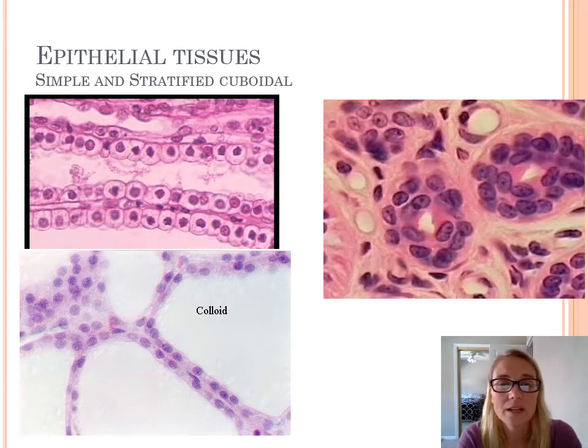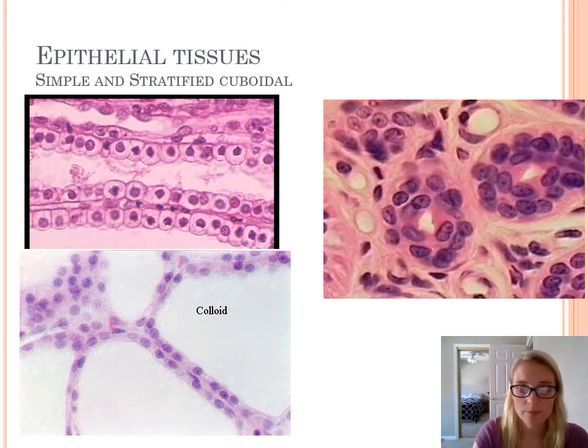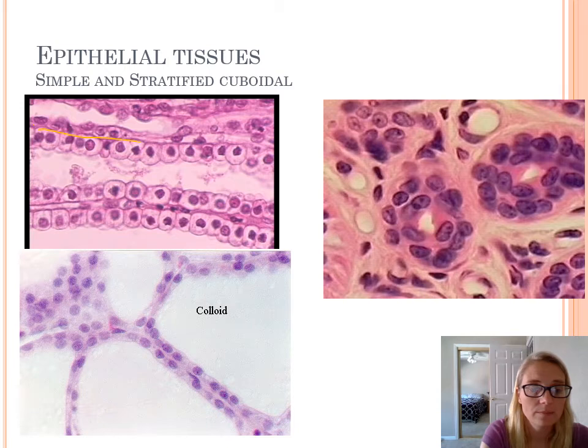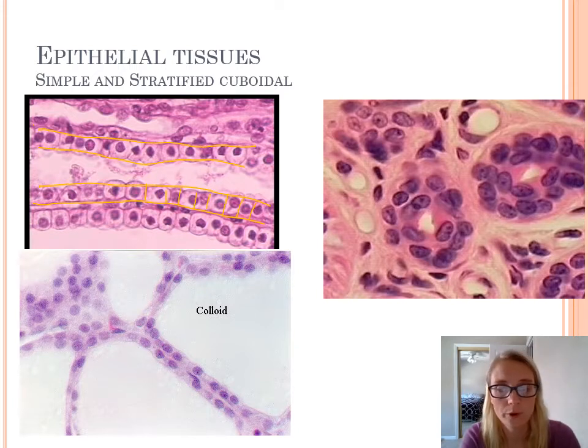All right. Our next tissue is going to be our cuboidal shape. So here I will find my basement membrane. Here's my free edge, because this looks like it's the lining of a tube. Here's my basement membrane. Here's my free edge. So we have a single layer of cube-shaped cells. So that's my simple cuboidal.